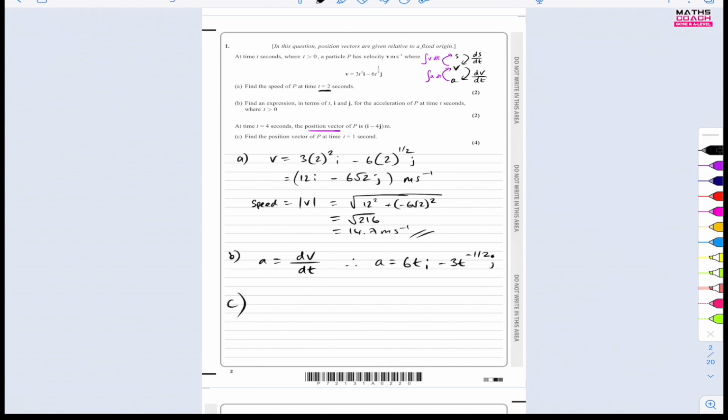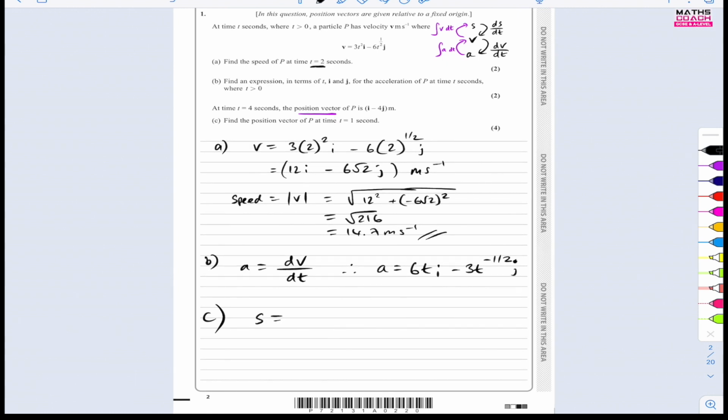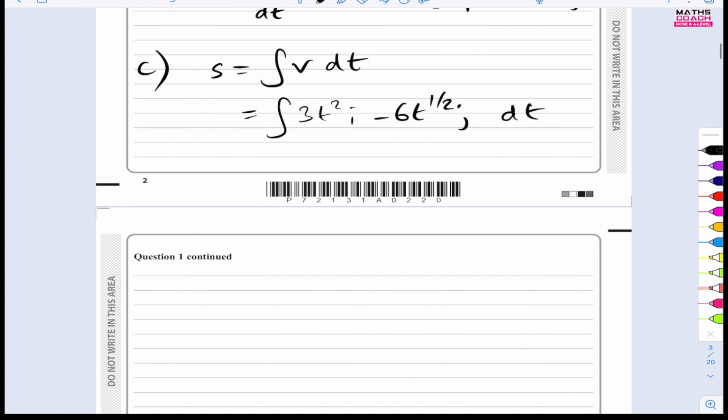So for part C, first let's find our expression. So s is going to be the integration of v dt. So the integration of 3t squared i minus 6t to the power of a half j with respect to t. So let's go ahead and integrate that. So we add to the power, so it's going to be t cubed. So s is going to be equal to t cubed over 3, which is that.